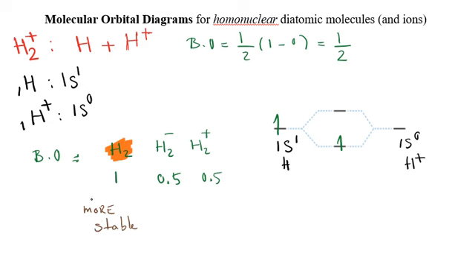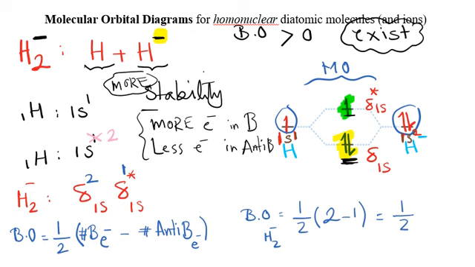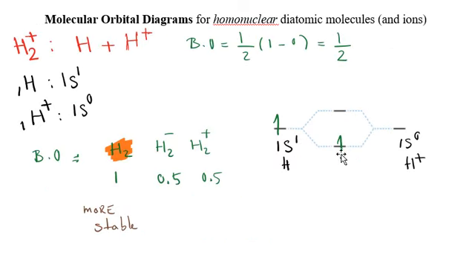And let's see which one is going to be next. In the previous example, I said when we are going to talk about stability, more electrons in bonding and fewer electrons in anti-bonding determine stability. Between H2 minus and H2 plus, H2 plus has 1 electron in bonding, while here we have 2 electrons in bonding.